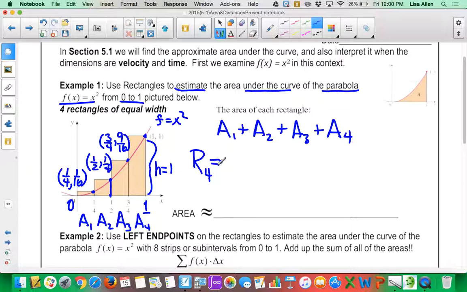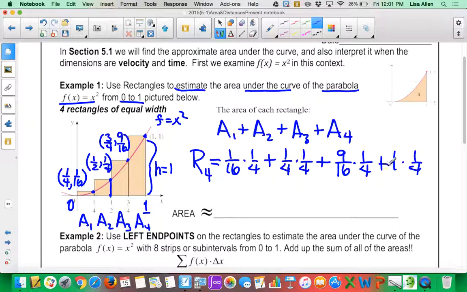To get the area, we just say base times height, so it's going to be 1/16 for the function value times 1/4, plus the next height, which is 1/4, and the width of that rectangle, or the base, is 1/4. Plus, then I've got 9/16 for the y value times 1/4, the base or the width. And then we have 1 for the height times 1/4.